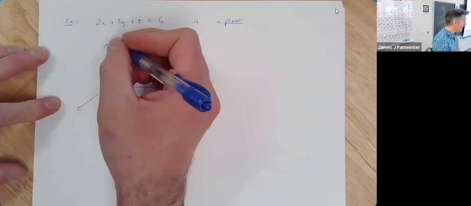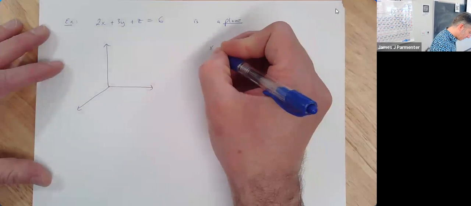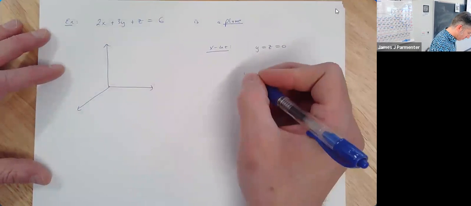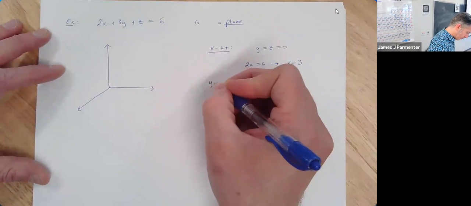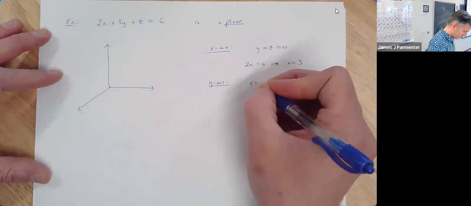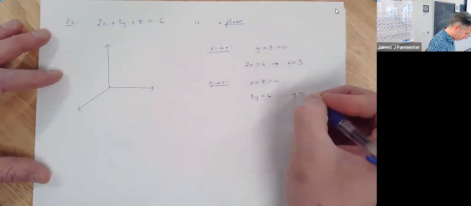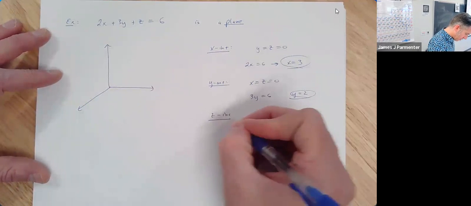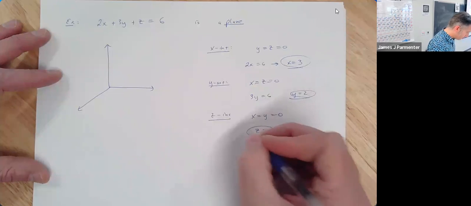well, how would you graph a line? You would find the x and the y intercepts. How would you graph a plane? You would find the x and the y and the z intercepts. So to find the x intercept, you set y and z equal to 0, and you get 2x equal to 6, so x equals 3. Find the y intercept, you set the other 2 variables equal to 0, and you get 3y equal to 6, so y equals 2. And finally, with the z-intercept, same deal. You set x and y equal to 0, you're going to get z equal to 6.